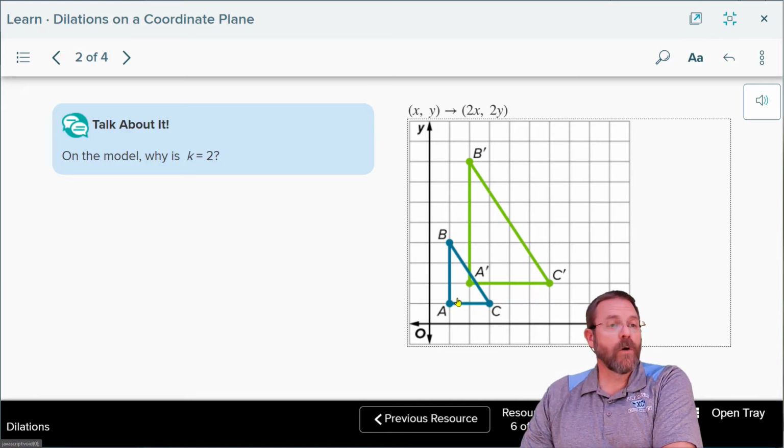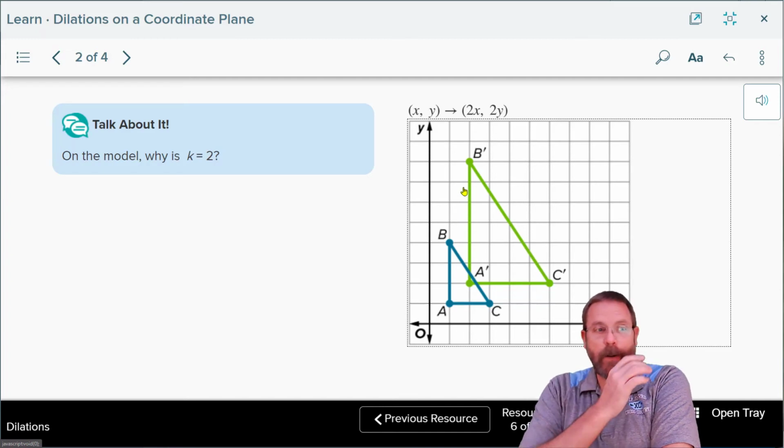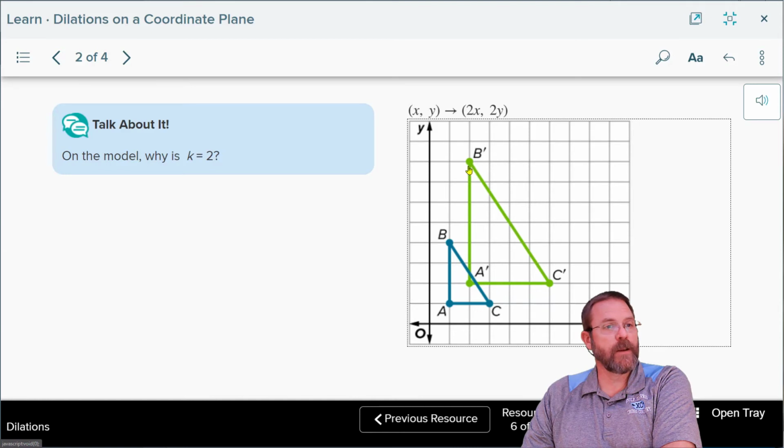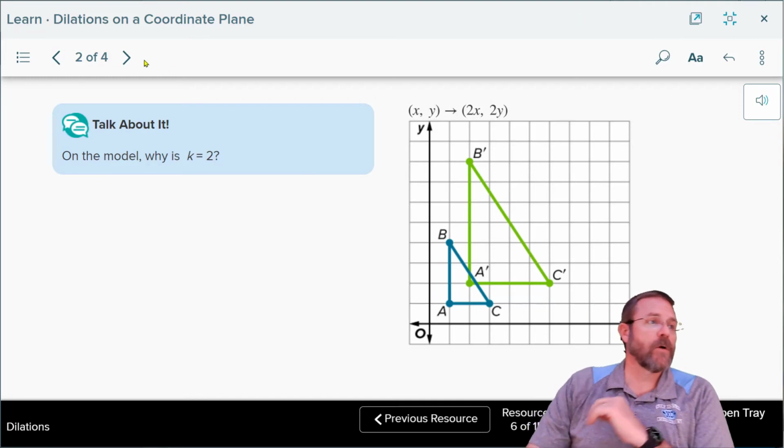2. You could also find your scale factor by taking side AB right here. That's 1, 2, 3, 4, 5, 6. That would have been 6 pieces over 1, 2, 3. 6 divided by 3 once again gives us a scale factor of 2.